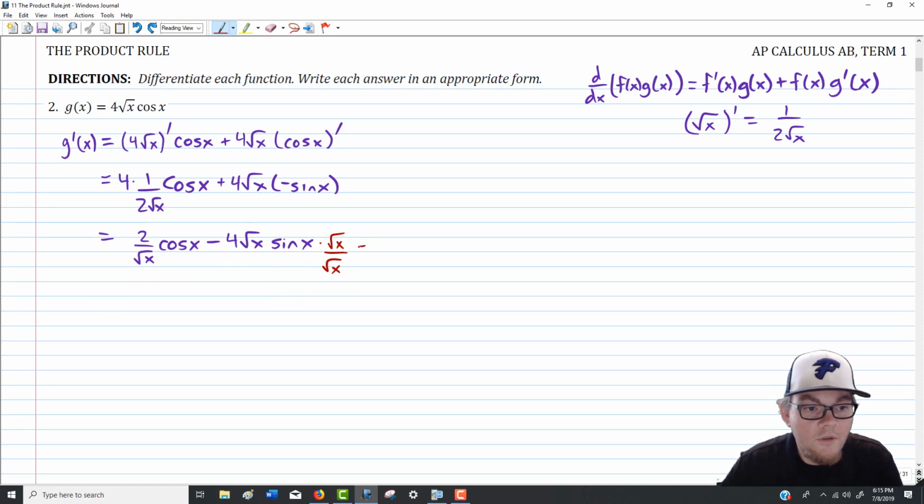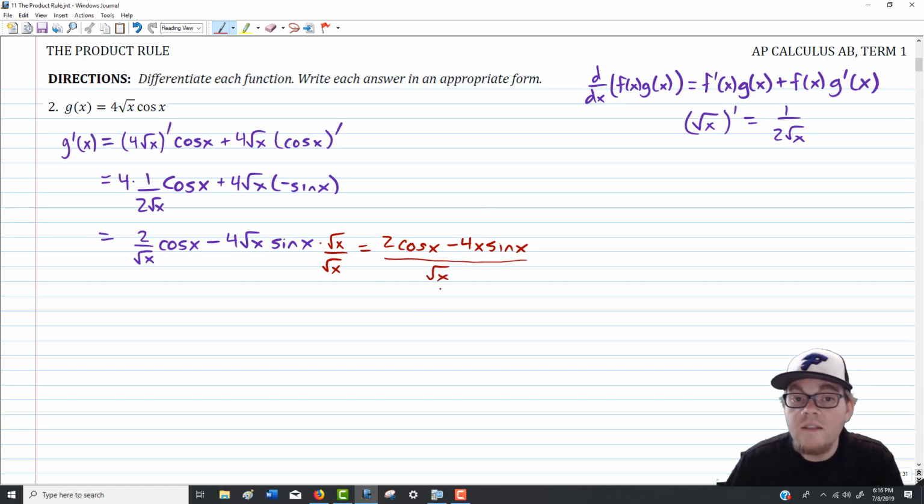So this will become 2 cosine of x. Over here we have 4 root x times root x, which is just going to be minus 4x sine of x. And then everything is divided by the square root of x. And now that is another answer that would be perfectly great. In fact, it's a really nice answer. But I do see that there's a GCF of 2 that could come out here.